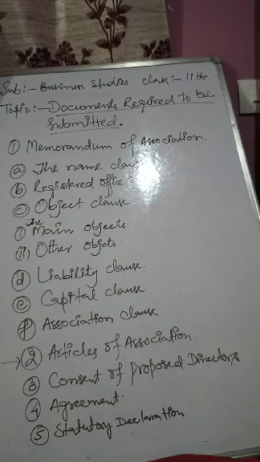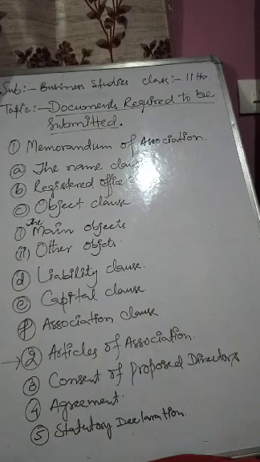Let me discuss them. First one, that is memorandum of association. It is the most important document of the company and defines the objectives of the company. Any activity which is not mentioned in the memorandum of association cannot be legally undertaken by the company.